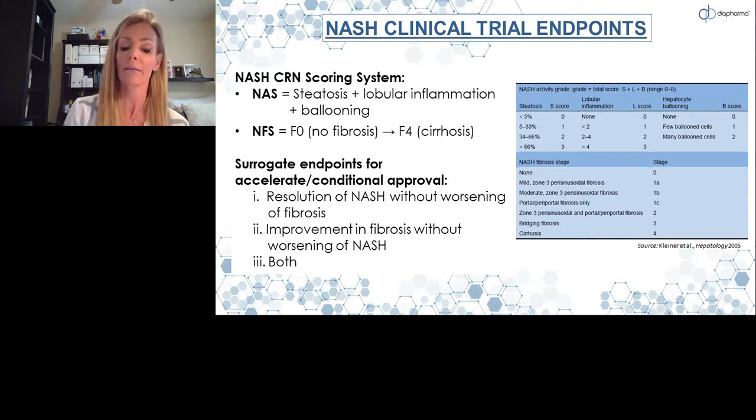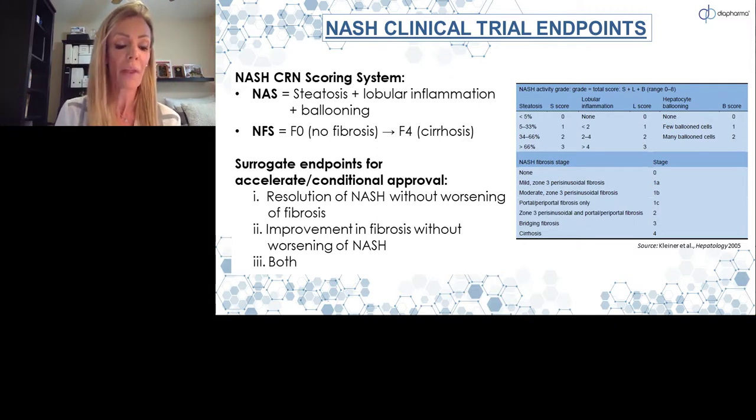The surrogate endpoints that are now accepted by the US and European regulatory authorities for registration are either the resolution of NASH without worsening of fibrosis, an improvement in fibrosis without worsening of NASH, or both. The resolution of NASH is defined as the absence of ballooning, so a ballooning score of 0, and little or no lobular inflammation, so a score of 0 or 1. Improvement in fibrosis is defined as an improvement in the NASH fibrosis stage of 1 or greater.